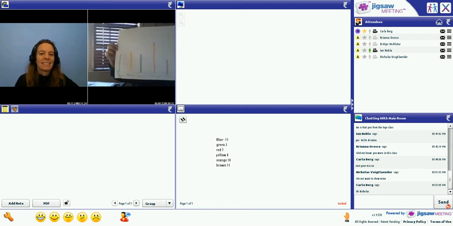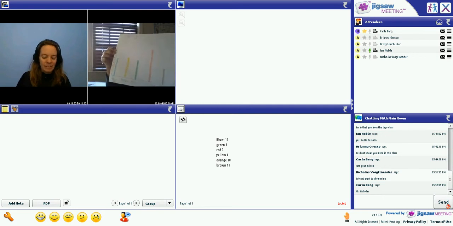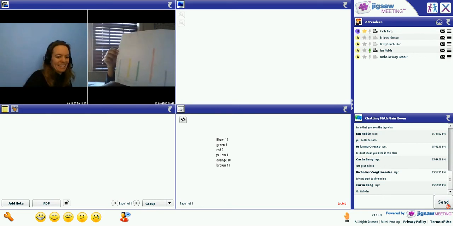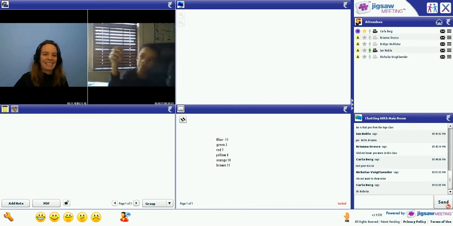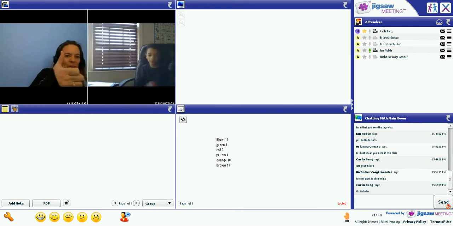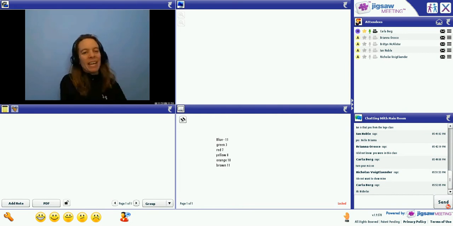I have 14 blue M&Ms. I have 17 yellow M&Ms. I have 14 green M&Ms. I have 23 orange M&Ms. I have 9 brown M&Ms. I have 15 red M&Ms. Okay. All right, great job. Thank you very much, Ian.